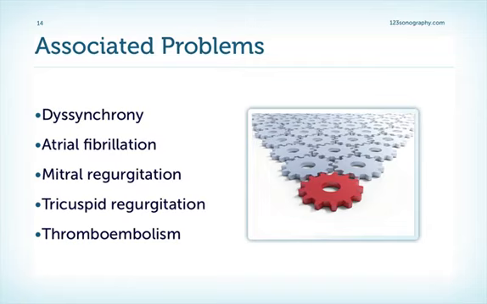There are a number of associated problems which range from dysynchrony to atrial fibrillation, mitral regurgitation, and tricuspid regurgitation, and even thromboembolism. Keep all this in mind when you investigate the patient. Now we will turn to what we actually see in these patients.